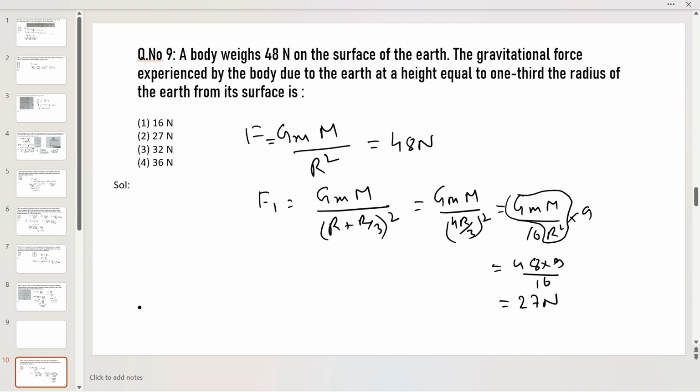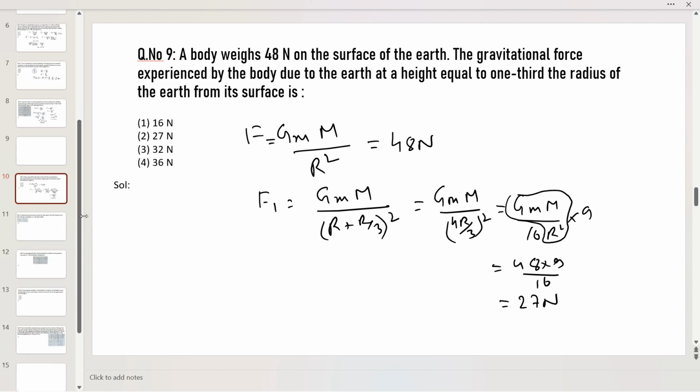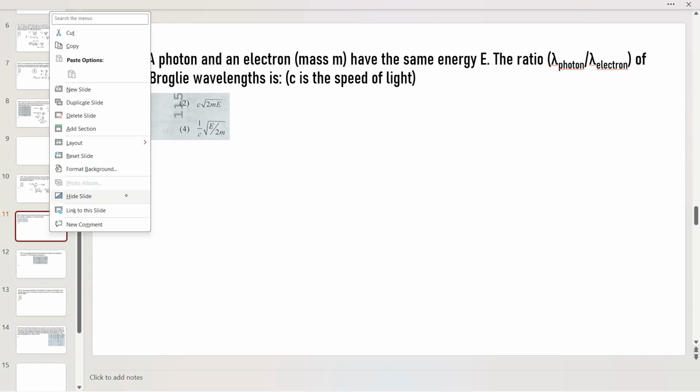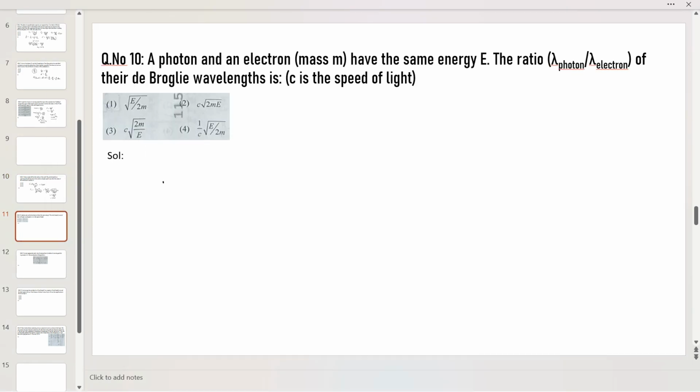Now I am going to another question. Here the second question: a photon and an electron having the same energy, and their ratio is given. We have to find the ratio of their de Broglie wavelengths.